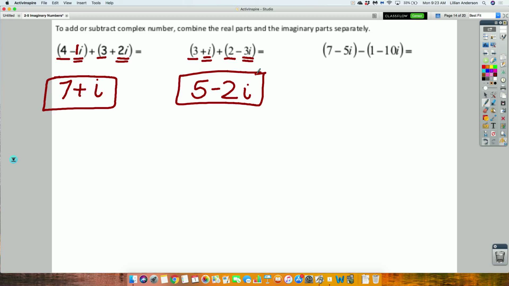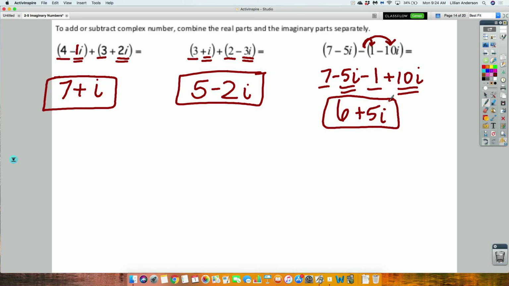Be careful with the subtractions. You are subtracting this entire parenthesis. So if I wanted to, I could rewrite it without the parenthesis, but I have to make sure that I distribute that negative through. So this becomes a minus 1, but a positive 10i. Be careful. Do not get tripped up with that. Distribute that negative all the way over to that second parenthesis. So what's 7 minus 1? And then what's negative 5i plus 10i? And we're done.